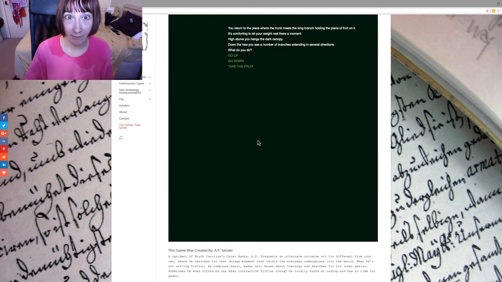Never say never. You return to the place where the trunk meets the long branch with a piece of fruit on it. It's comforting to let your weight rest there a moment. High above you hangs the dark canopy. Down the tree, you see a number of branches extending in several directions.